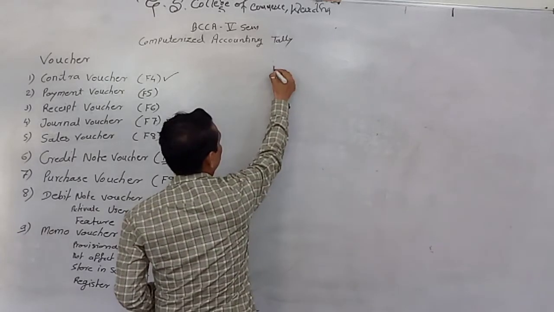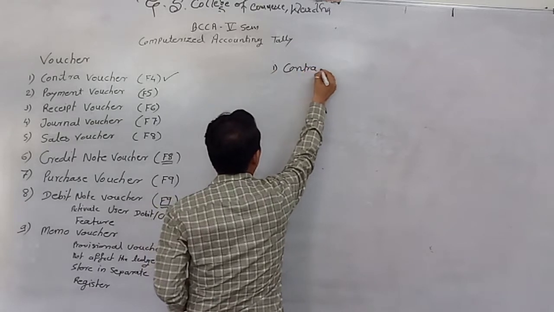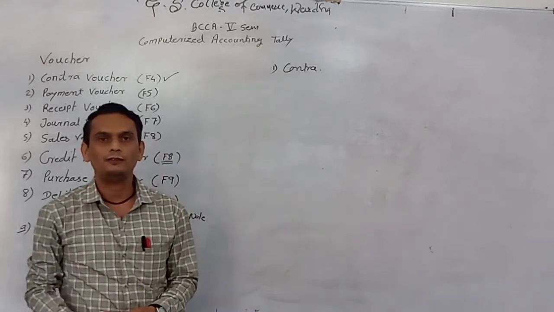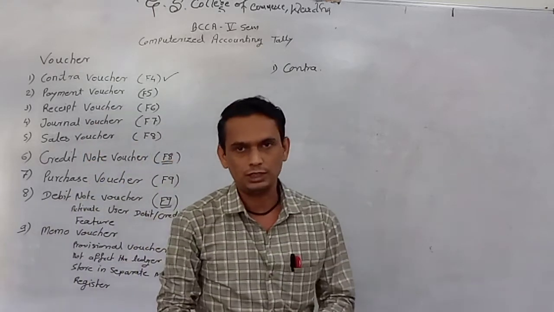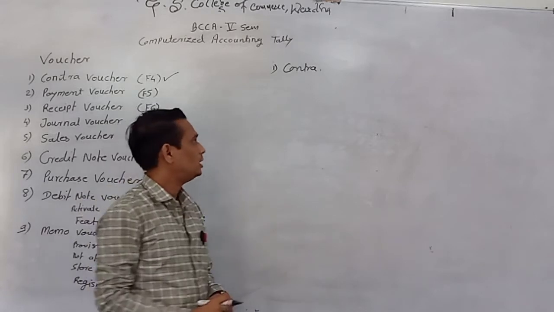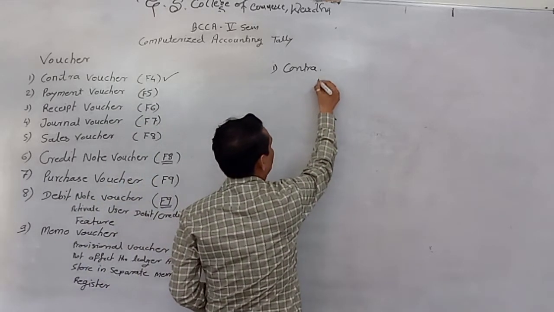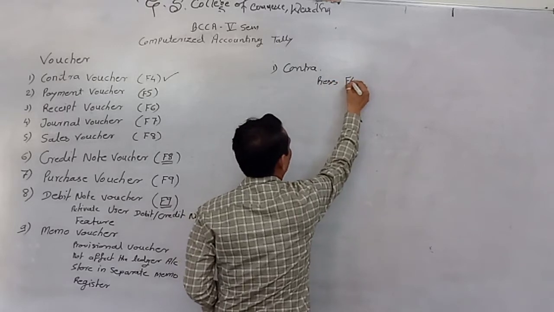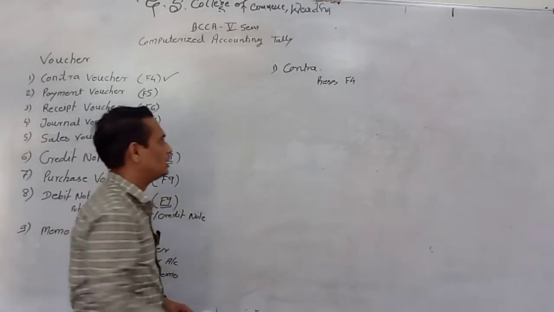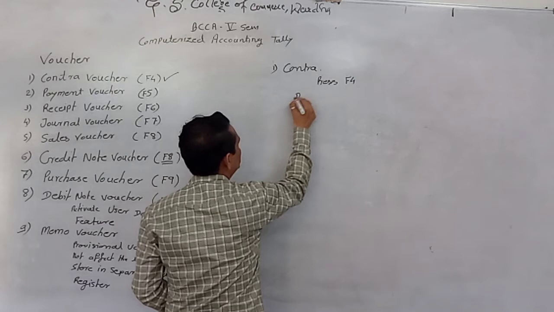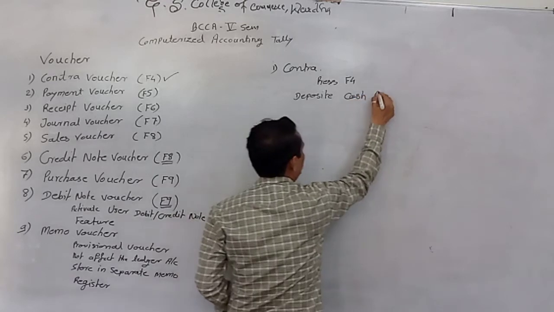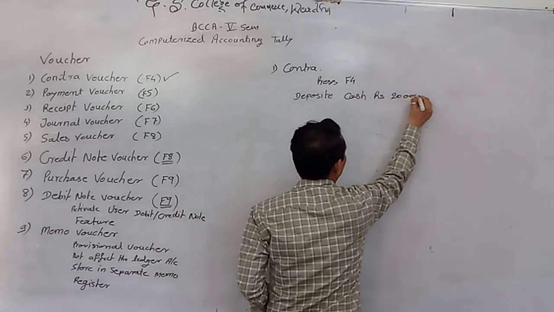For making the contra voucher entry, we should use a shortcut key, that is function key F4 on your keyboard, which is available at the topmost corner of the keyboard. Okay, so press the F4 button on our keyboard on the voucher screen. For transactions, for example, deposit cash rupees 20,000 into bank.